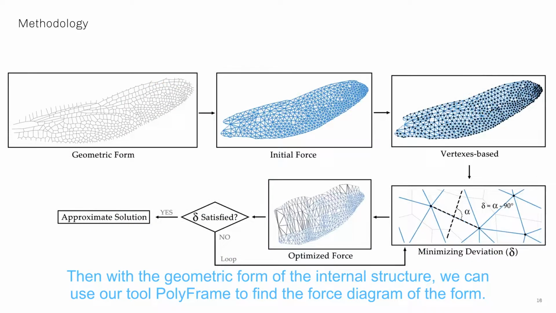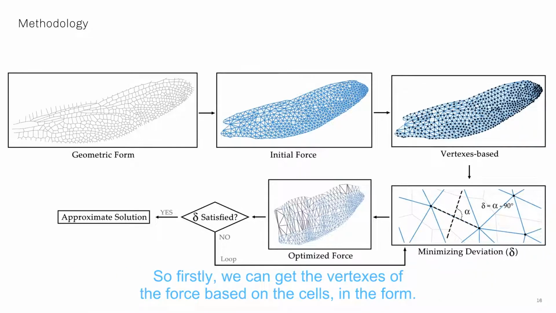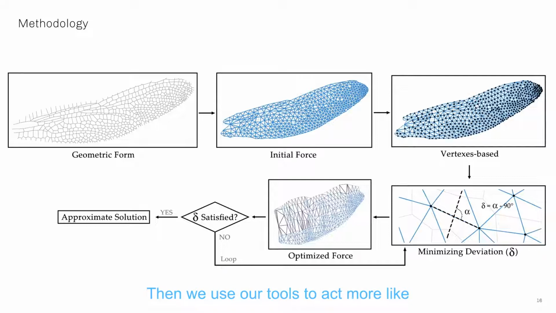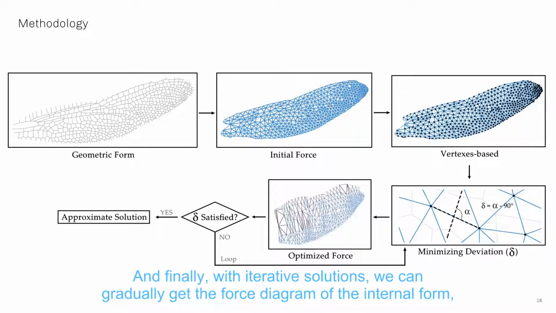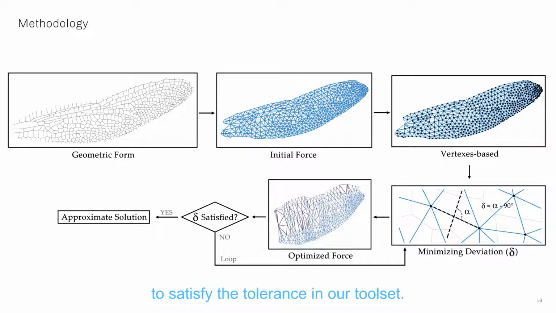Then, with the geometric form of the internal structure, we can use our tool, PolyFrame, to find the force diagram of this form. Firstly, we get the vertices of the force diagram based on the cells in the form. Then we use our tool to act more like a particle system to optimize the position of the vertices to make the corresponding edges perpendicular. Finally, with iterative solutions, we can gradually get the force diagram of the internal form to satisfy the tolerance in our toolset.